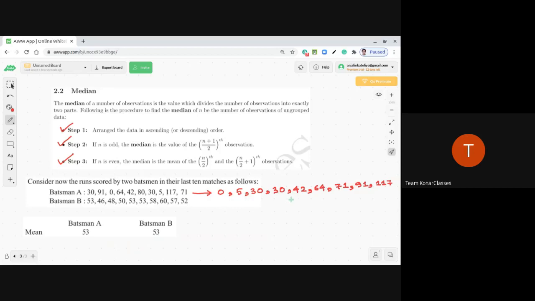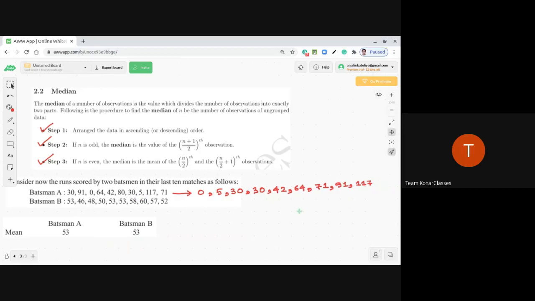30 is there 2 times. 5 is there. Am I missing anything, dear students? Could you please point out? 1, 2, 3, 4, 5, 6, 7, 8, 9, 10. 71 is there. 80. Yeah, 80 I missed it.